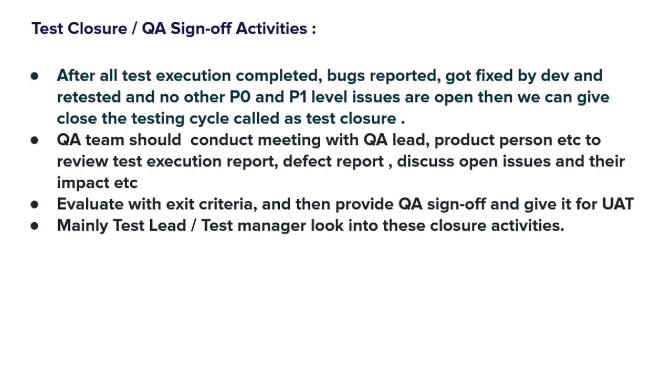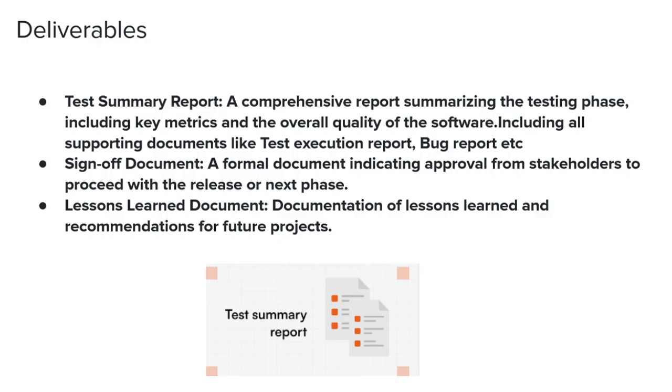So once the QA team provides the sign off, it will go to the product person who will do some minor level testing as a UAT, and once he approves the UAT, the product will go to the production directly. So that is called the test closure phase of STLC. And what are the deliverables that will be the outcome of test closure activity? The main deliverable of test closure activity is the test summary report.